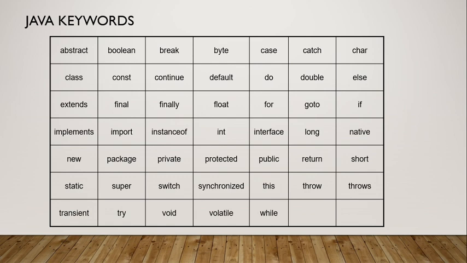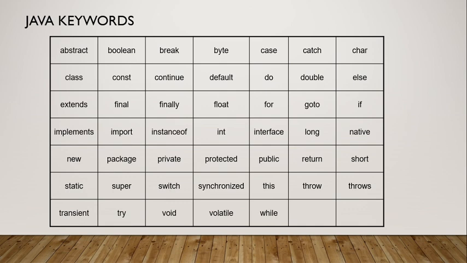Public. Java public keyword is an access modifier. It is used to indicate that an item is accessible anywhere. It has the widest scope among all other modifiers. Return. Java return keyword is used to return from a method when its execution is complete. Short. Java short keyword is used to declare a variable that can hold a 16-bit integer.